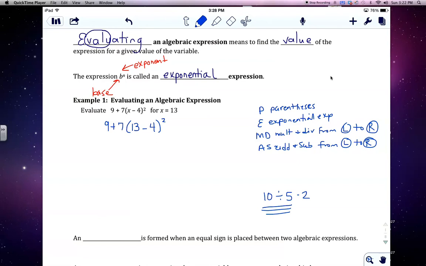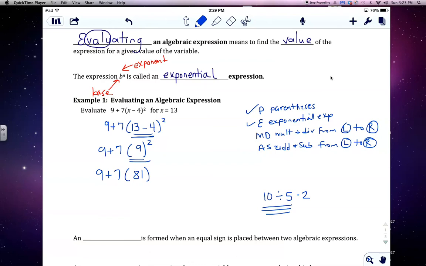Okay. So in this problem, I see parentheses, and I can do an operation inside them. I'm going to do that first. So I get 9 plus 7 times 9 squared, since 13 minus 4 is 9. Then I see an exponential expression. So 9 to the second power is really 9 times 9, so I get 9 plus 7 times 81. And you might say I have parentheses there, but there's nothing you can do inside the parentheses. It's just 81 inside there.